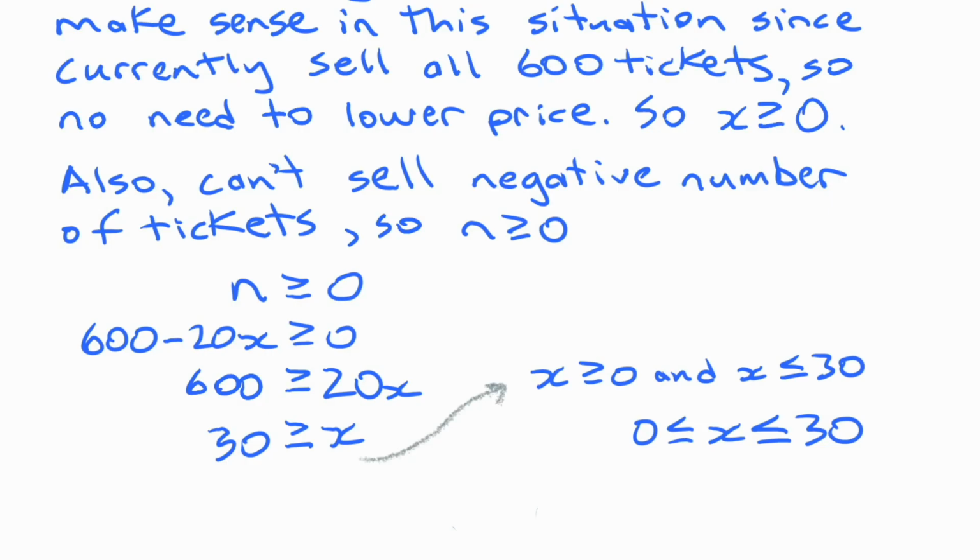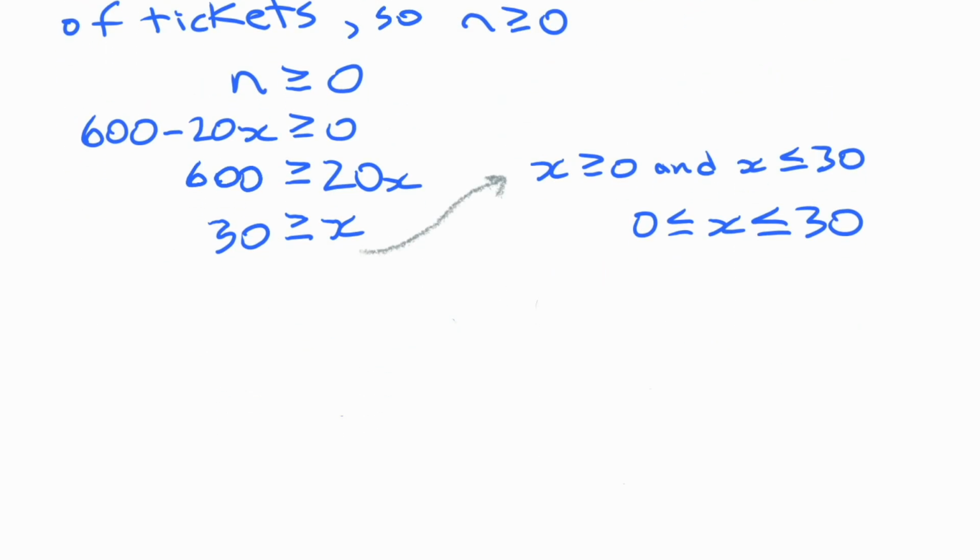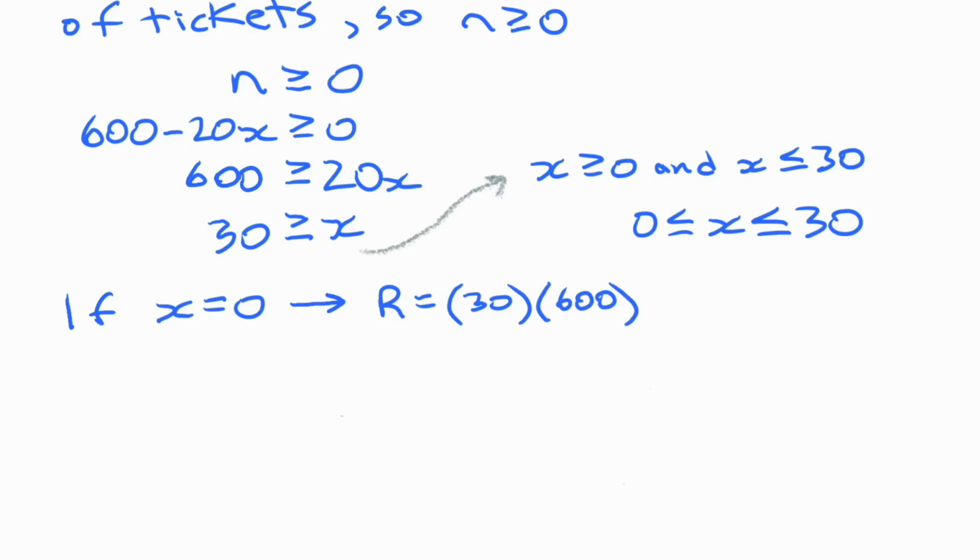All right. So if we think about those two things, if x is equal to 0, our left endpoint, if you will, then our revenue is going to be equal to 30, right? Because x equals 0 means we don't change the price, times 600, which gives us a revenue of $18,000. And then on the other side, the right endpoint here of this model, if x is 30, we're going to have to work a few things out here.